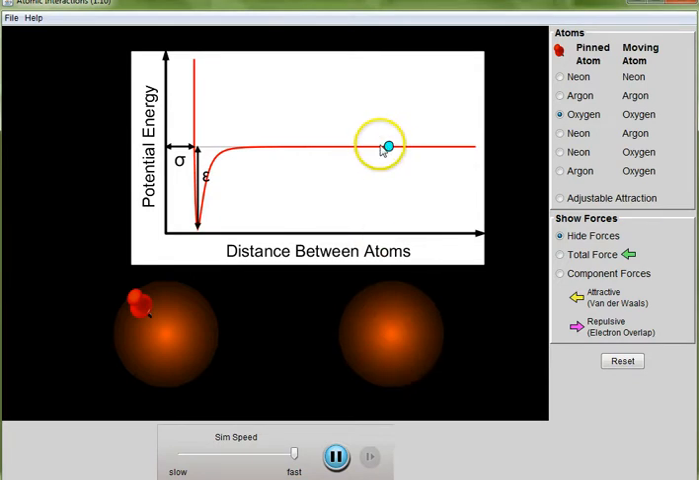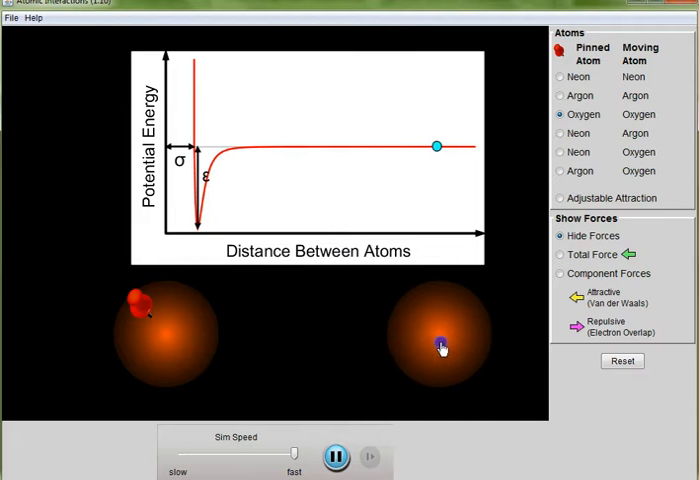Now you can see what happens to the potential energy. So this is potential energy, and this is the distance between the two atoms. Now we'll see what happens to the potential energy when the atoms come close to each other. At the starting position, the atoms are much farther away from each other.